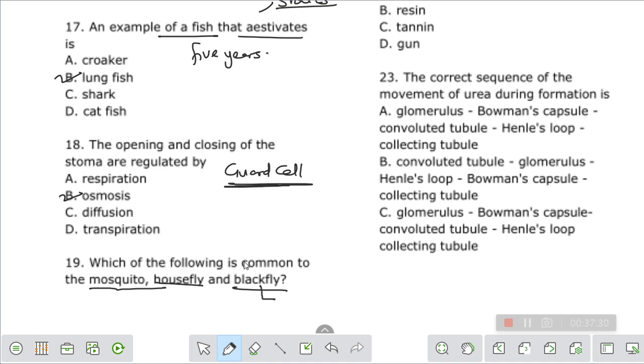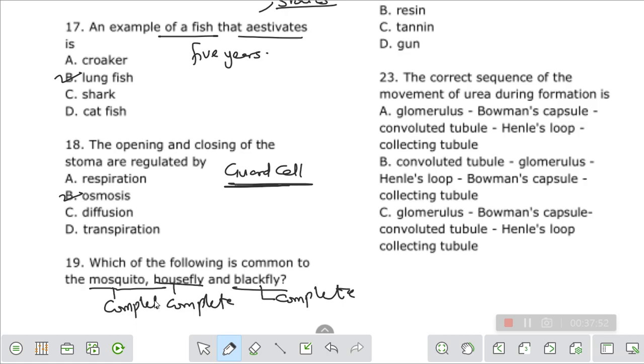So they now ask us what is common between the 3 insects that they talk about. A, they are parasites of man. They are not parasites. Their immature stages are aquatic. No. They undergo complete metamorphosis. Their adults have 2 pairs of wings. So the answer is they undergo complete metamorphosis.